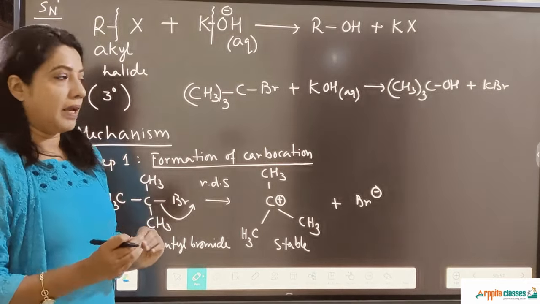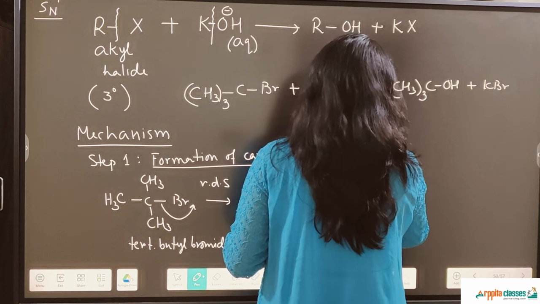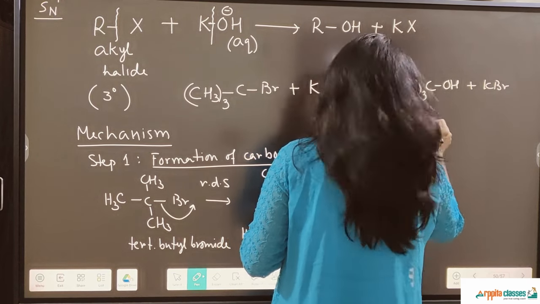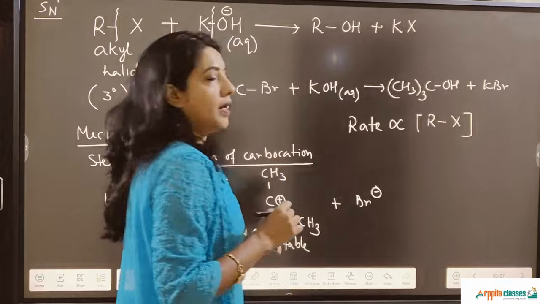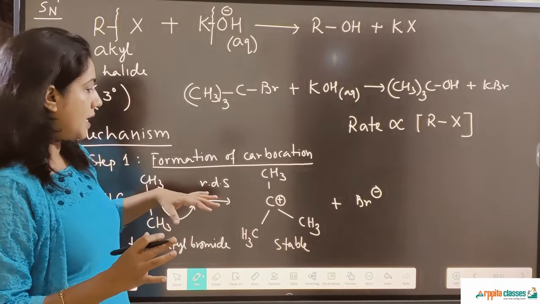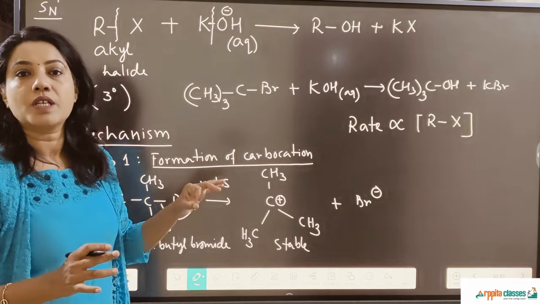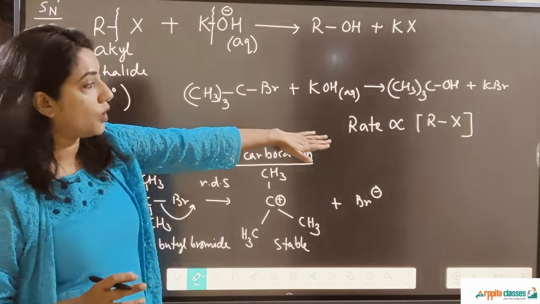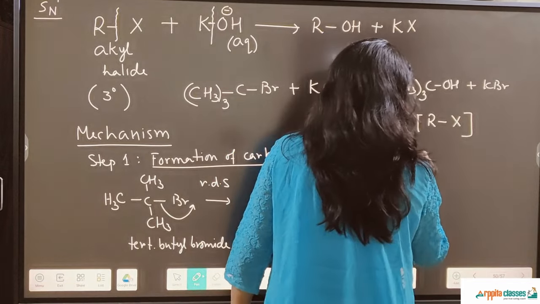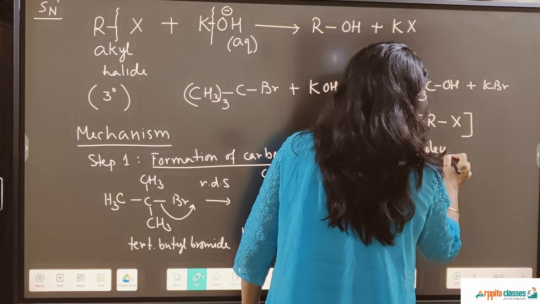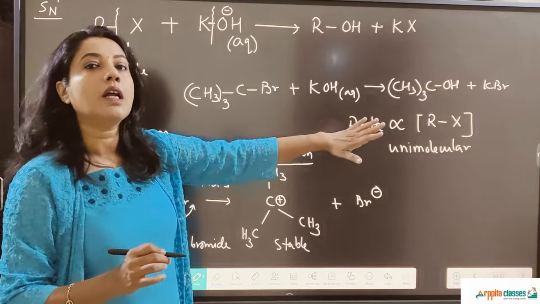From experiments it has been found that the rate of the whole reaction is directly proportional to the RX, the alkyl halide you are taking. The rate of this whole reaction, that is the RDS, depends only on this alkyl halide. No other molecule is involved in the rate determining step, and that is why the rate of the entire reaction depends on the alkyl halide. So this is called unimolecular. Since only one molecule is involved in the rate determining step, it is called a unimolecular reaction.